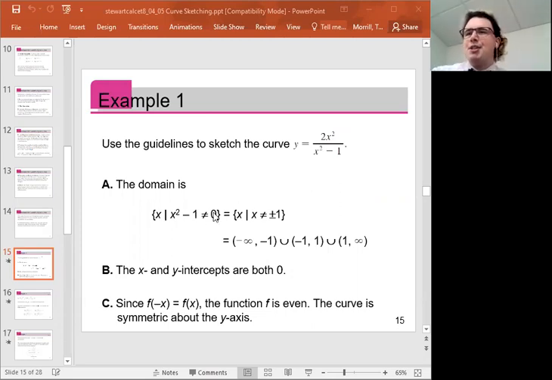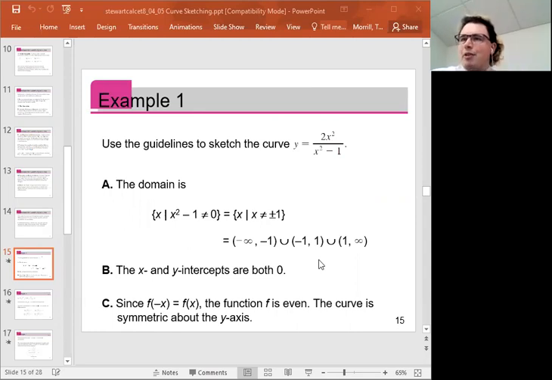So the domain of this function is all real numbers except for plus and minus 1. I'll also want to find the x-intercepts and the y-intercepts. And for this function, if y is equal to 0, then my x also has to be equal to 0 and vice versa. So this function will cross through the origin, actually.